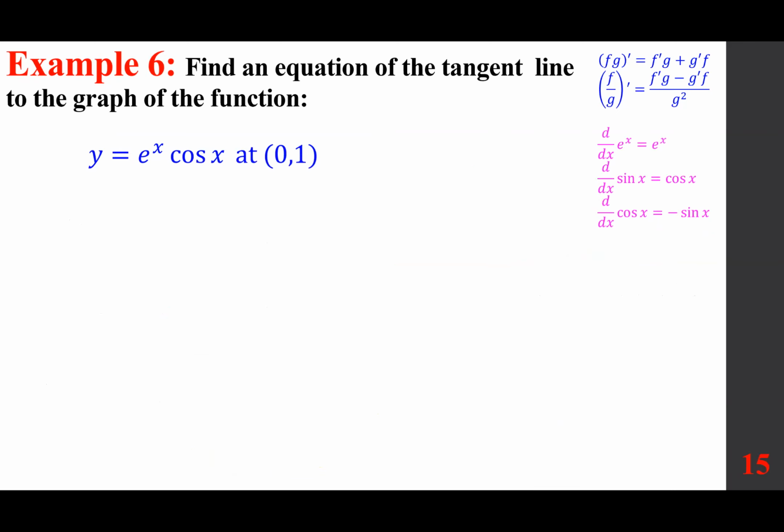We want to find the equation of a tangent line again. We need a pair x comma y. We have 0 comma 1. We also need the slope. We need to find y prime first. So I'm going to put a raised dot in between, and I'm going to use the product rule.